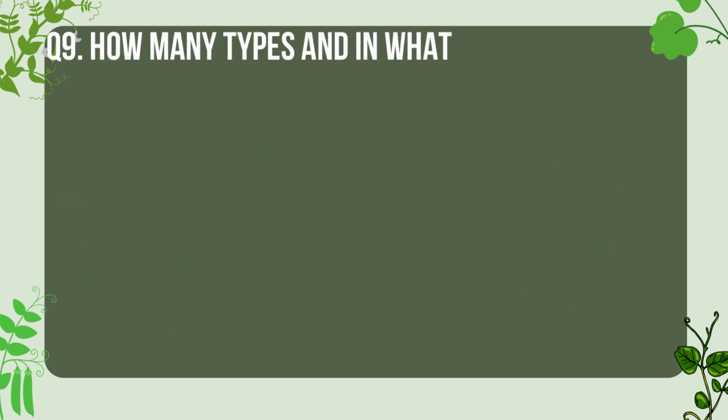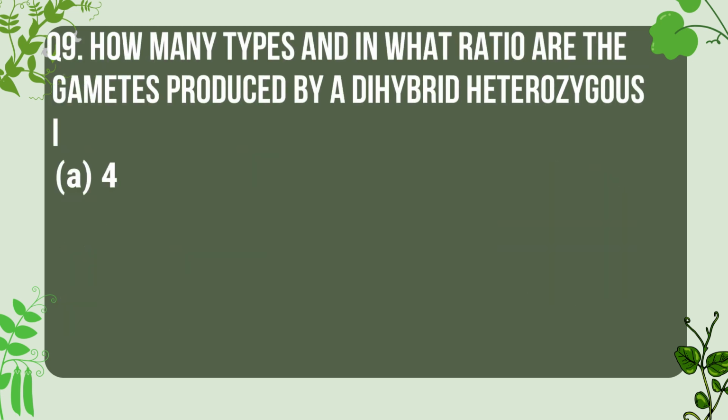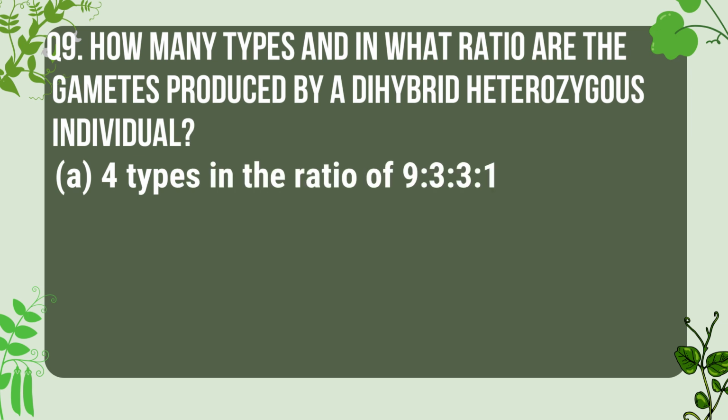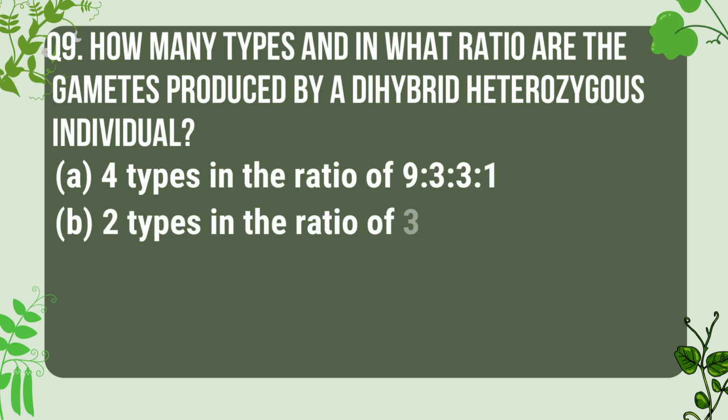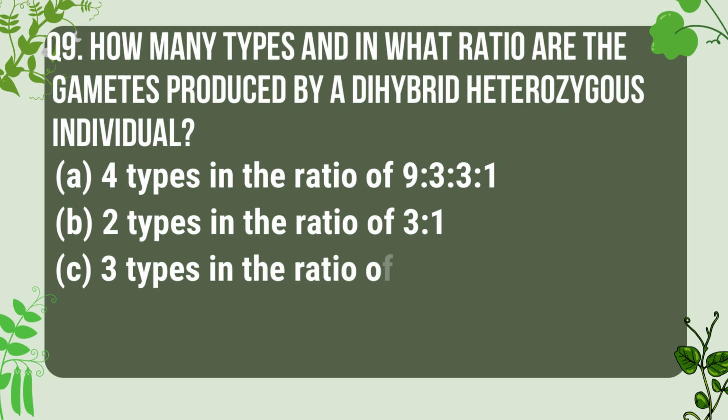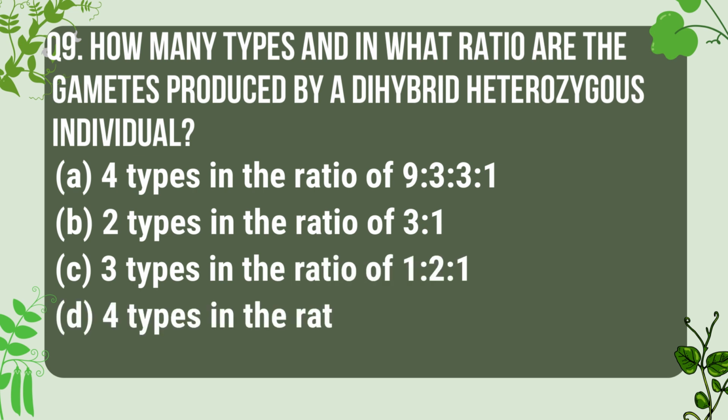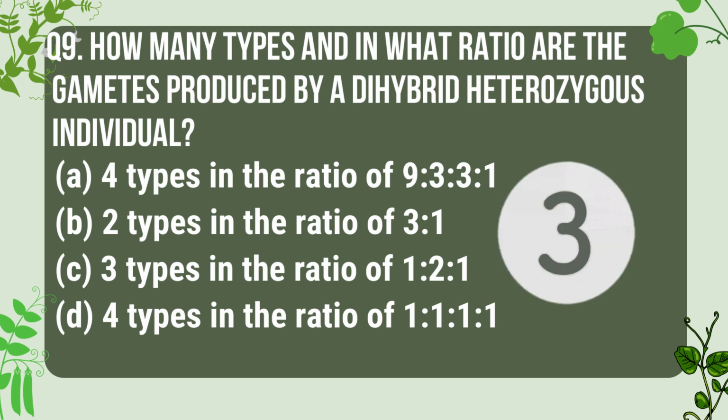How many types and in what ratio are the gametes produced by a dihybrid heterozygous individual? A. 4 types in the ratio of 9 to 3 to 3 to 1. B. 2 types in the ratio of 3 ratio 1. C. 3 types in the ratio of 1 ratio 2 ratio 1. D. 4 types in the ratio of 1 ratio 1 ratio 1 ratio 1.